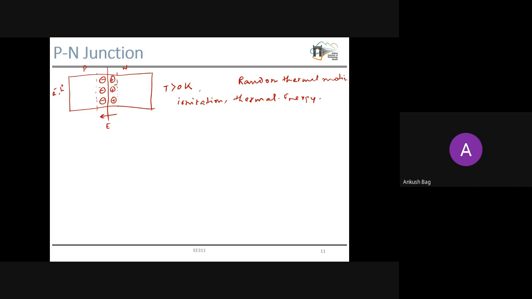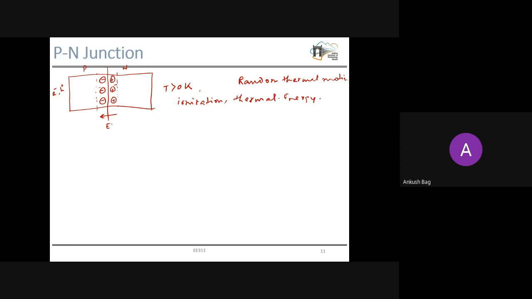Remember, if these ions could move within the crystal, then no electric field would be developed. But these ions cannot move, because they are fixed to the semiconductor lattice. So now we have a population of negative charges in the p side and positive charges in the n side at the interface of the p-n junction, and we have this electric field developed. And we know that the potential associated with this electric field is nothing but the built-in potential.